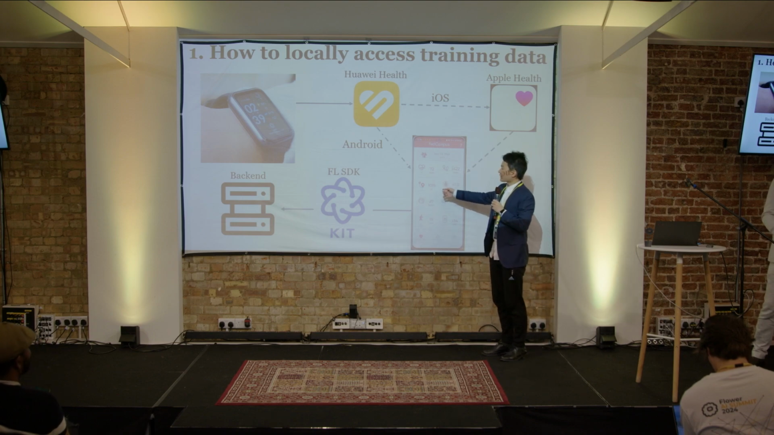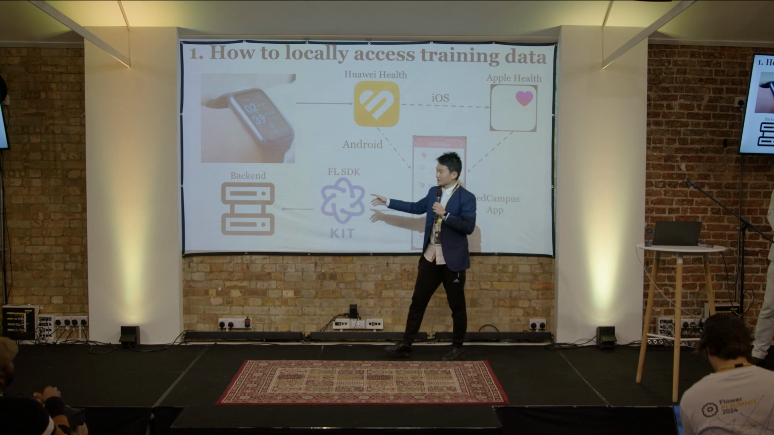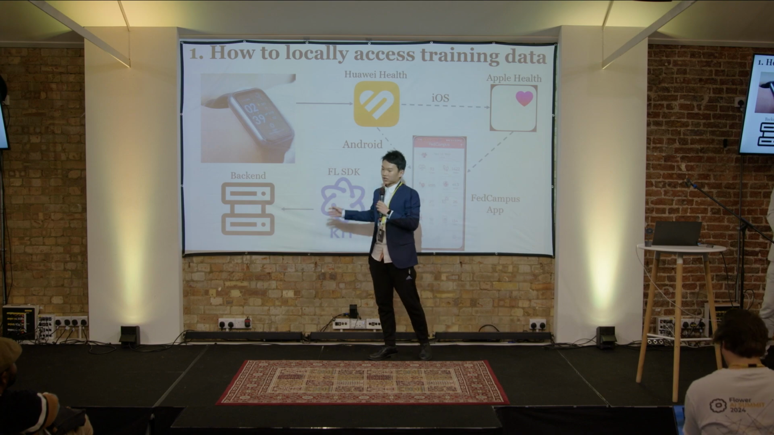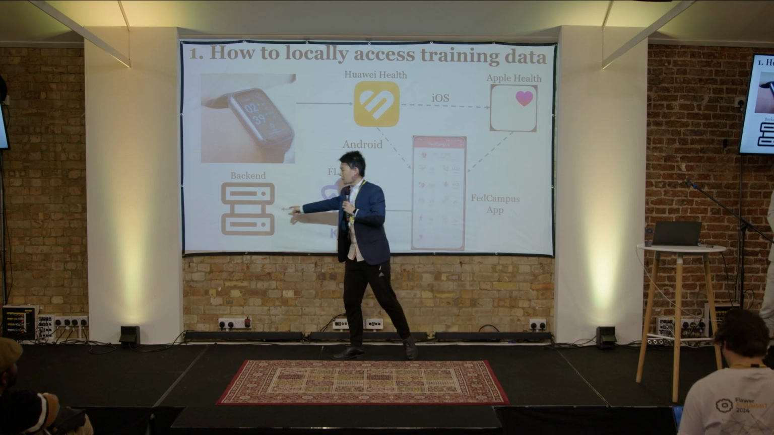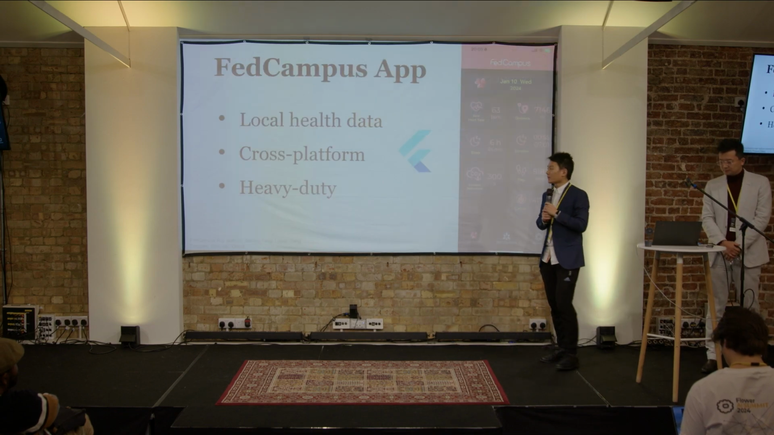Then we have the data on the app. We pipe them into our federated learning SDK, and the derived data, such as parameters, are sent to our backend. This means that we need to make an app, and mobile development is also a huge burden. In this app, we need to do several things.